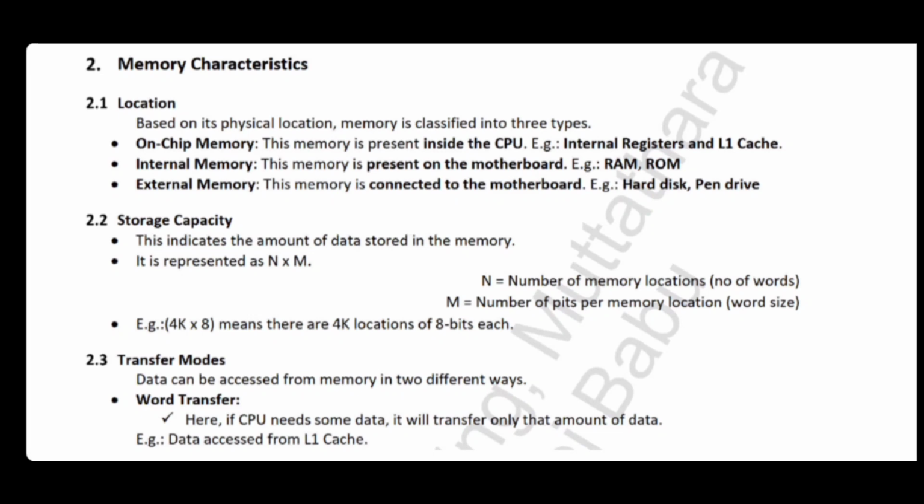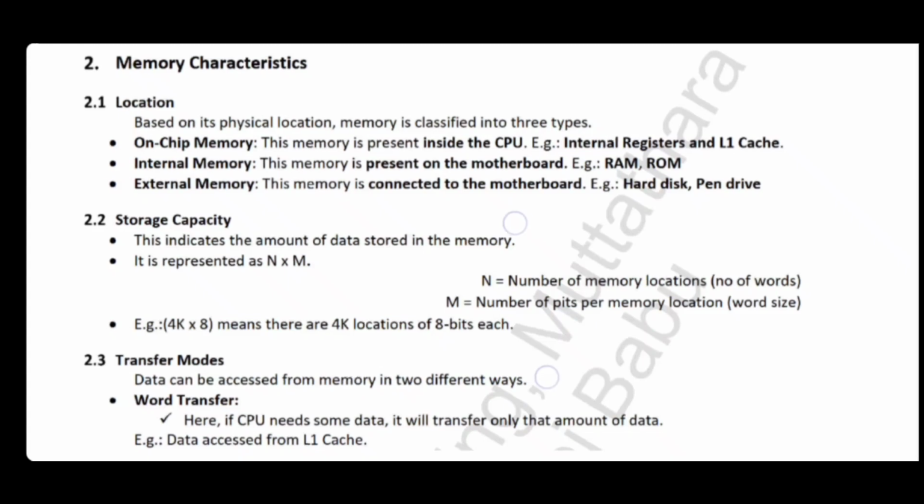So these are the main memory locations. On-chip memory is the memory which is inside the CPU. Internal memory is the memory present in the motherboard, that is RAM and ROM. External memory is connected externally to the motherboard, that is pen drive, hard disk, CD drive, etc. Then the second memory characteristic is storage capacity.